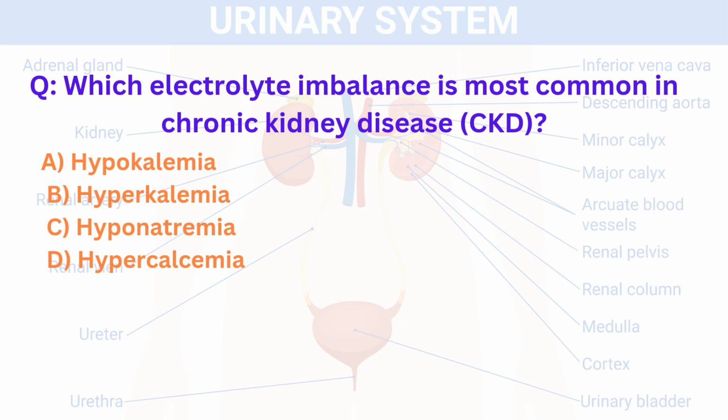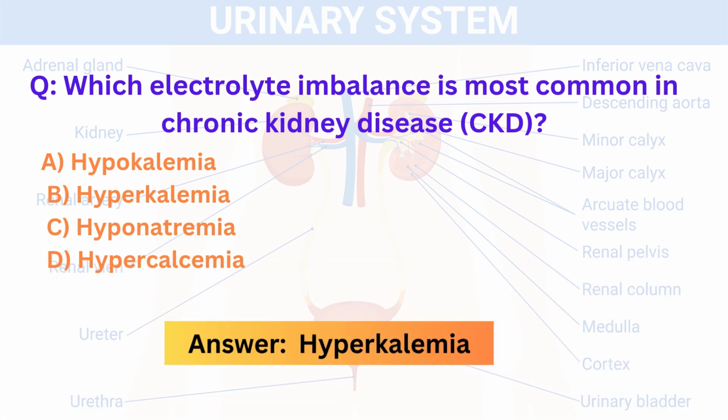Then hyperkalemia, that is high potassium levels, they are common and dangerous complications of CKD due to kidneys' reduced ability to excrete potassium. Then hyponatremia, it refers to low sodium levels that can occur in CKD but are less common than hyperkalemia. Then hypercalcemia, these are elevated calcium levels, not primarily features of CKD. Hypocalcemia is more typical due to impaired calcium metabolism. Hence, the correct answer is hyperkalemia.